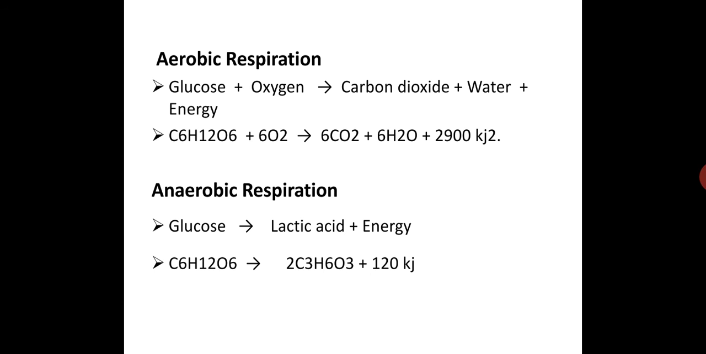The energy produced during anaerobic respiration is very small, that is 120 kilojoules, when compared to aerobic respiration, where the energy produced in the form of ATP is 2900 kilojoules. This is the major difference between aerobic and anaerobic respiration.